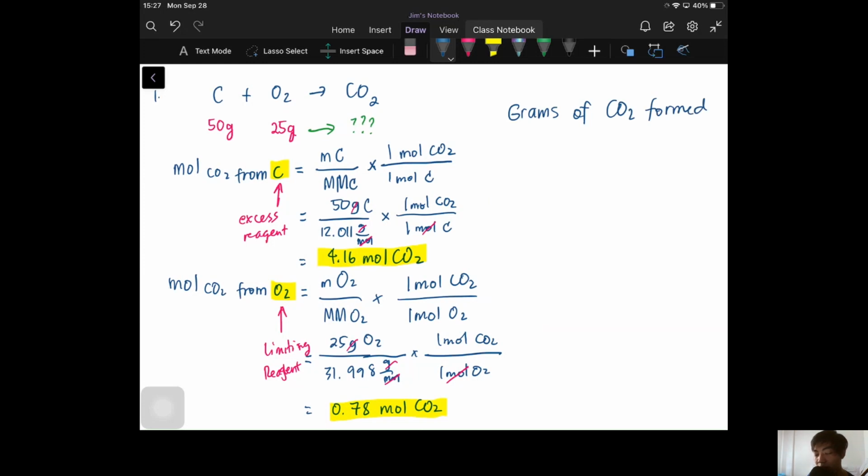Again, when the question asks how much of the product is formed, you will use the limiting reagent. So the limiting reagent says 0.78 moles of CO2 can only be formed. So, hanggang dyan lang. Okay? Now I convert that into grams. That is just a mass-mole relationship, no? So, that's mass CO2 equals mole CO2 times molar mass CO2.